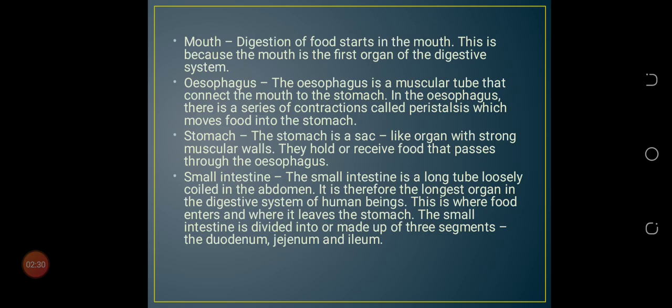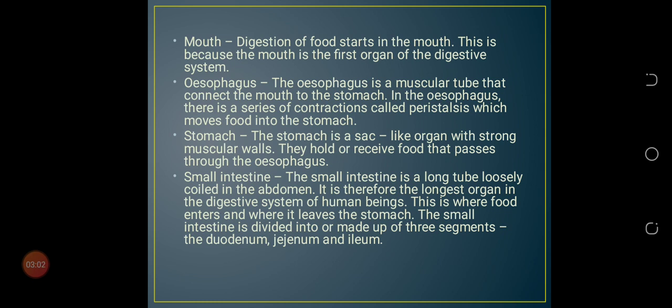The first one we'll be talking about is the mouth. Digestion of food starts in the mouth. This is because the mouth is the first organ in the digestive system. How does digestion start in the mouth? Before you take in food, it passes through the mouth. The food taken into the mouth is chewed or masticated and mixed with saliva to break the food into smaller pieces.